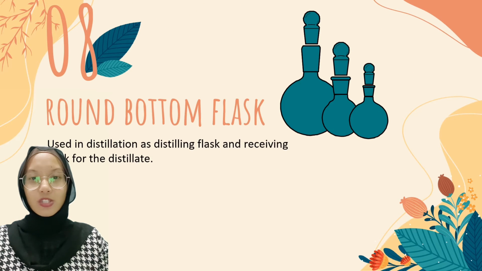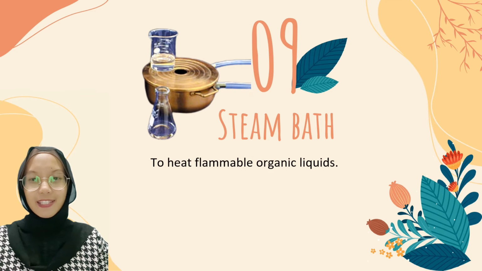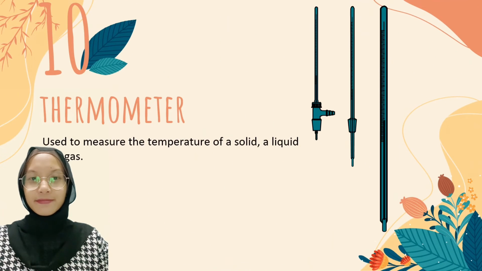Round bottom flask is usually used in distillations as the distilling flask and the receiving flask for the distillate. It is also often used to contain chemical reactions, especially for reflux setups and laboratory scale synthesis. A steam bath is a relatively safe way to heat flammable organic liquid.